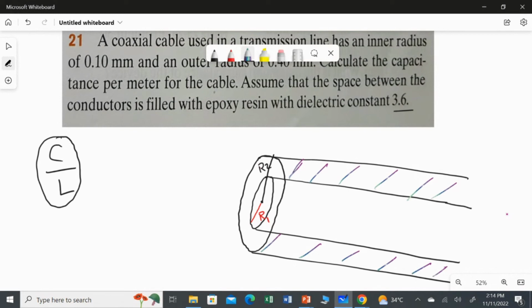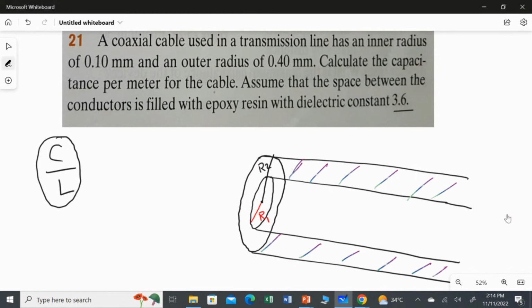Clear? And this epoxy material has the constant value of 3.6. So now we have to use the rule. Actually, in theory, we studied this in terms of cylindrical capacitor. Am I right? So for this question, I'm going to use the formula for the cylindrical capacitor. What's the rule we studied in the theory?